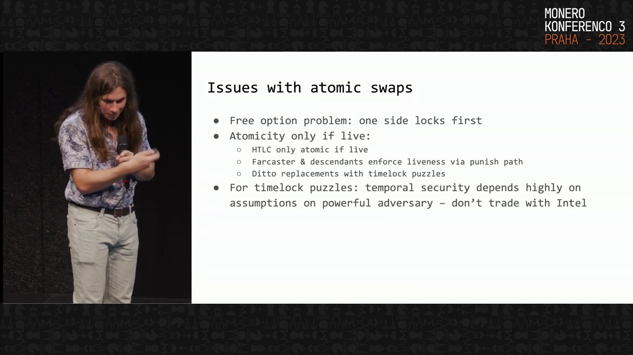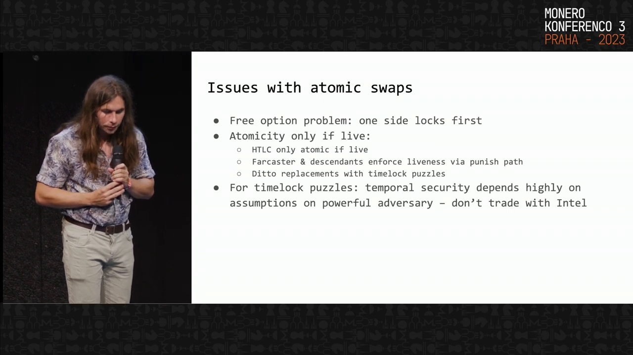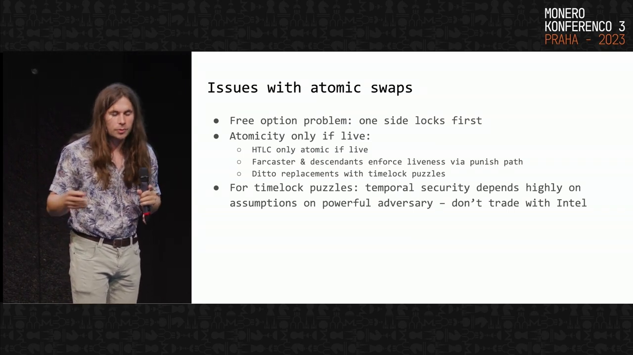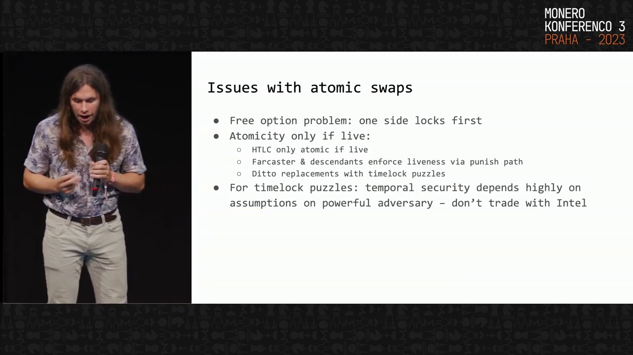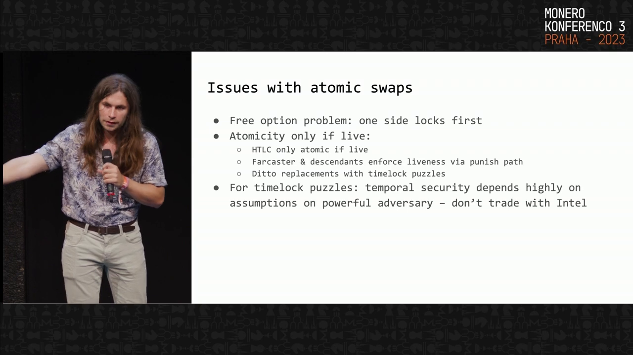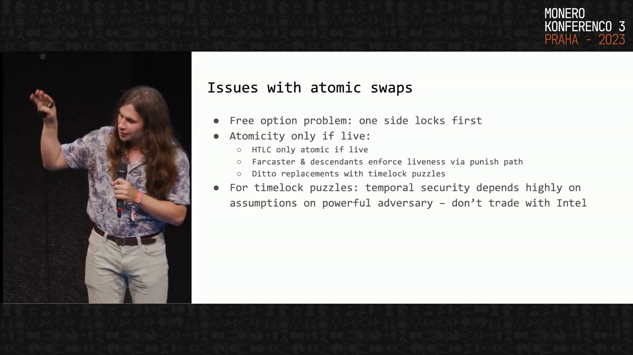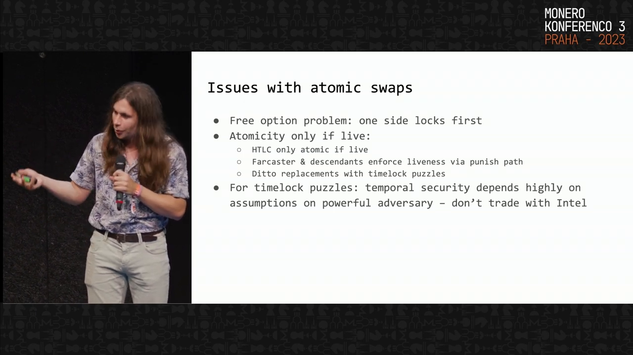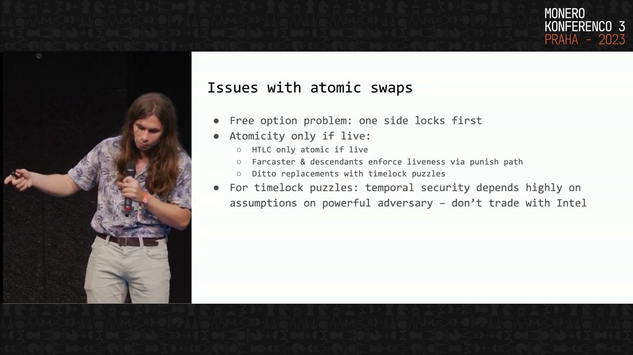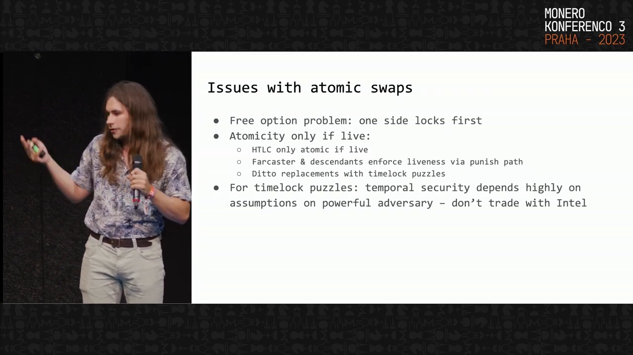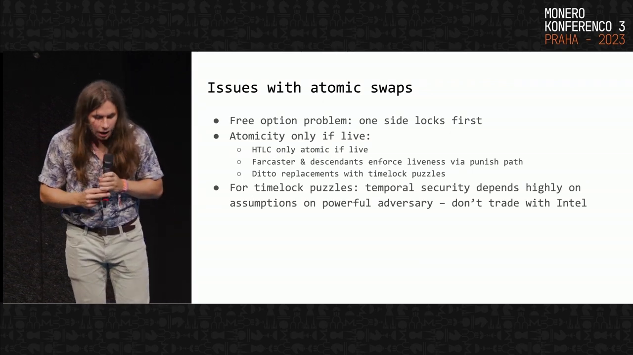So let me go with the last bit that I'll say here, which is the issues that we have with atomic swaps. The primary issue that I have is this free option problem, which is that one side has to lock first. We can't really get around that. If you lock your funds first, I can look at the exchange rate in the meantime before I lock my own funds, and then if the exchange rate moves against me, I simply choose not to participate, and then you lose out on the transaction fees. I'm sorry about that.